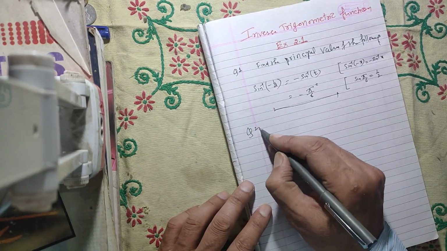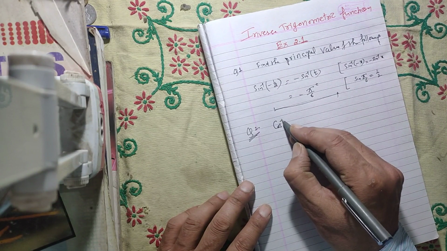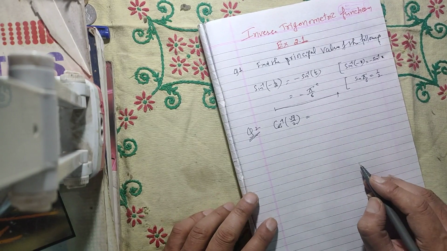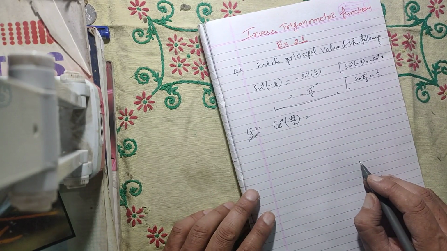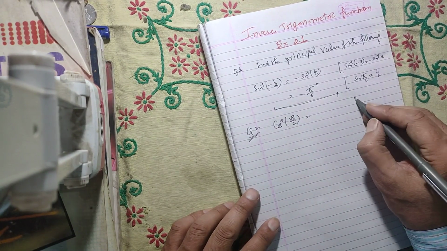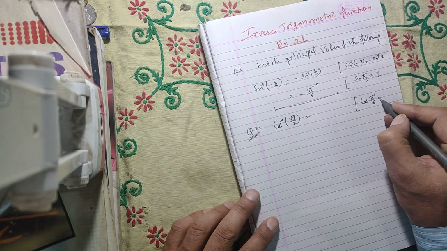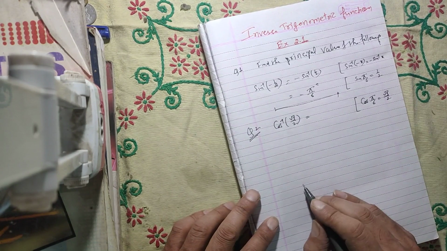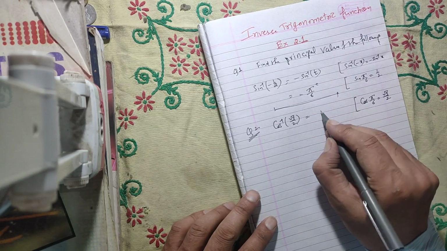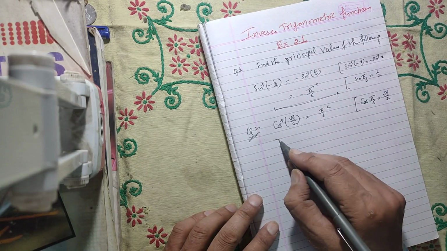Come to the question number second. The question number second is cosine inverse of root 3 by 2. Now in this question we have to think of the angle whose cosine is root 3 by 2. You know that cosine of pi by 6 is equal to root 3 by 2. So therefore cosine inverse of root 3 by 2 is equal to pi by 6 radian.